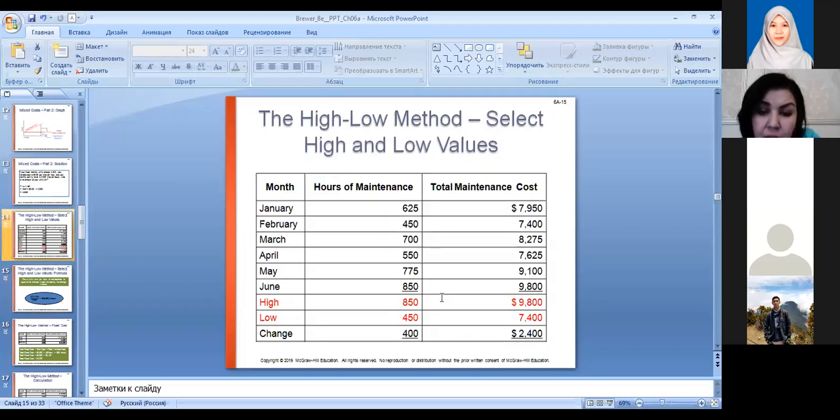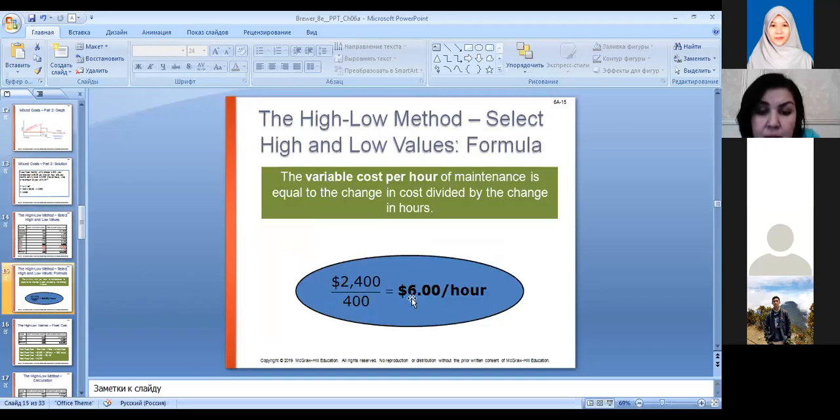Now we divide the change in cost by the change in activity level. So we divide 2,400 by 400 hours, and we receive the value. What is the name of this value? It is the variable cost per hour of maintenance. So you see that using the high-low method, we calculate variable cost per unit.